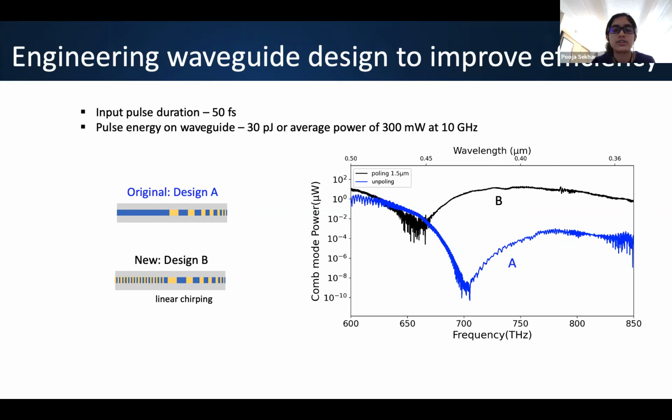It is also to be noted that the coupled energy considered in the simulations is only 30 picojoules, which corresponds to about 300 milliwatts at 10 gigahertz or 600 milliwatts at 20 gigahertz, which can be achieved with our current system, along with an improved coupling efficiency into the waveguide.